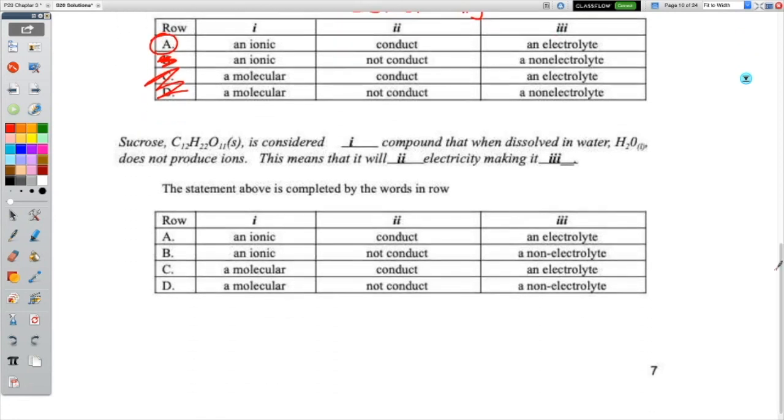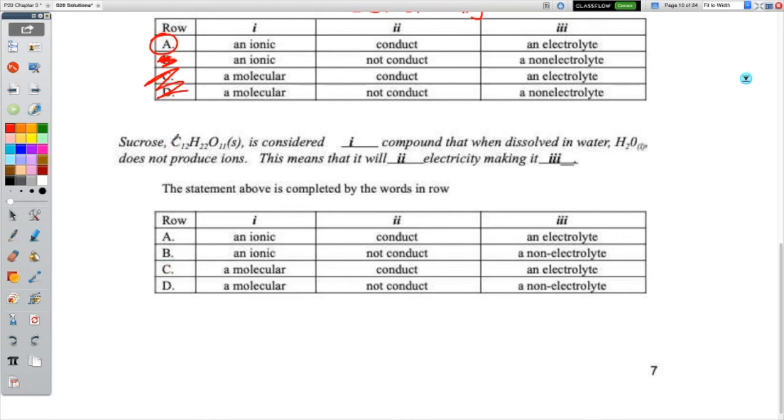Sucrose, C12H22O11, is considered... Now, first decision once again: is that ionic or molecular? If it was ionic, it would contain at least one metal, usually, right? That's a pretty good test. So I don't see any metals. I see 3 nonmetals. I see carbon. That's a nonmetal. It's on the right side of the staircase.